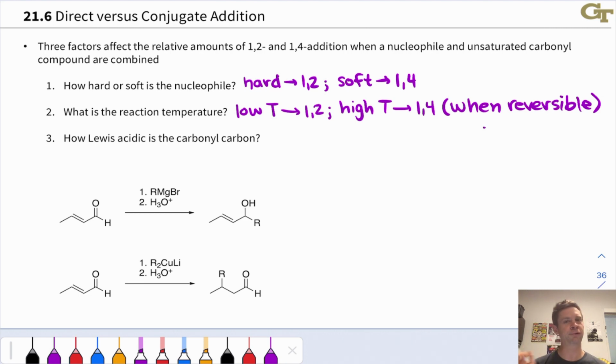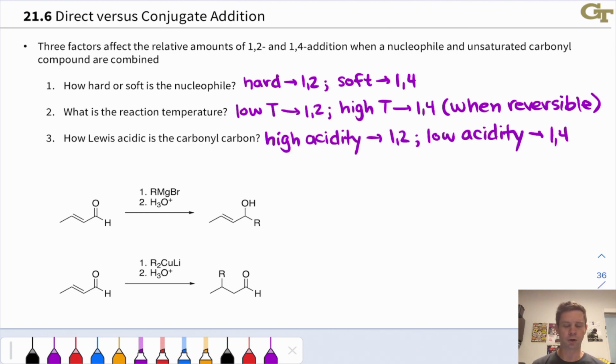The reasons for this are rather complicated, so I'll get to the details on that when we get to its dedicated slide. The Lewis acidity of the carbonyl carbon also plays a role. Highly acidic carbonyl carbons in things like acyl chlorides tend to promote 1,2 addition, while carbonyl carbons with low Lewis acidity, things like amides and to some extent esters, tend to promote 1,4 addition. And this, of course, depends on the nucleophile and the temperature as well. And so this gets a little complicated. It's wrapped up with the other factors, but it's something we should consider.